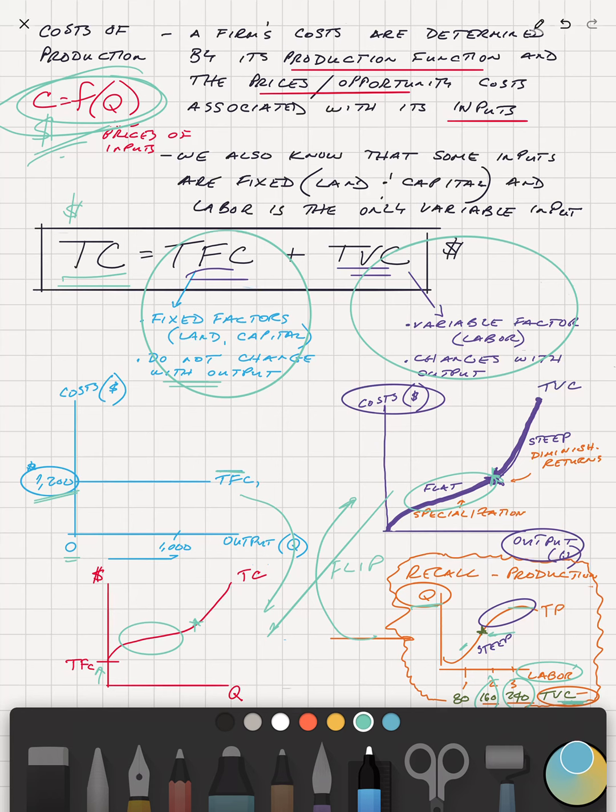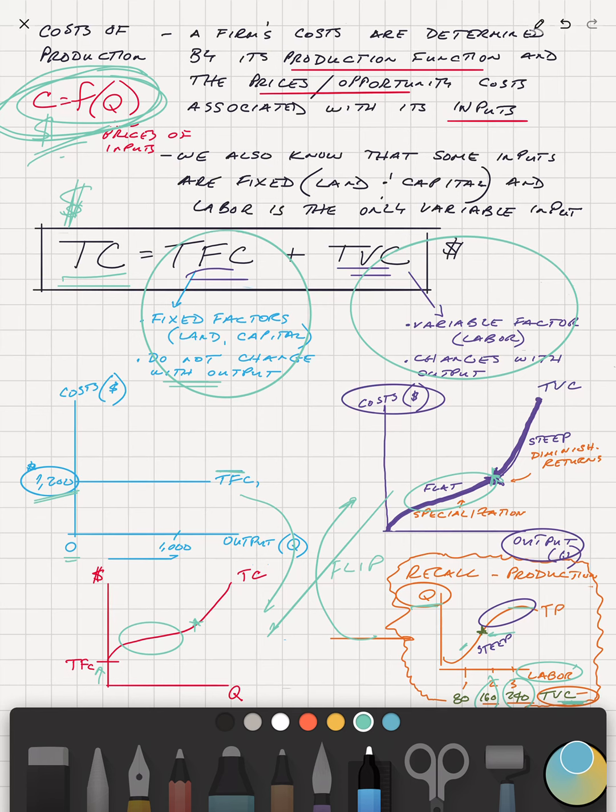We're talking about the cost of production. A firm's costs are determined by its production function and the prices it must pay for the inputs. Remember this, C is a function of Q. We're starting with dollars. We know that some inputs are fixed and some inputs are variable. Namely, labor is our variable input. Now, obviously, there are other variable inputs such as material costs, which we call intermediate goods and services, as well as potentially utilities. Okay, but let's focus on labor.